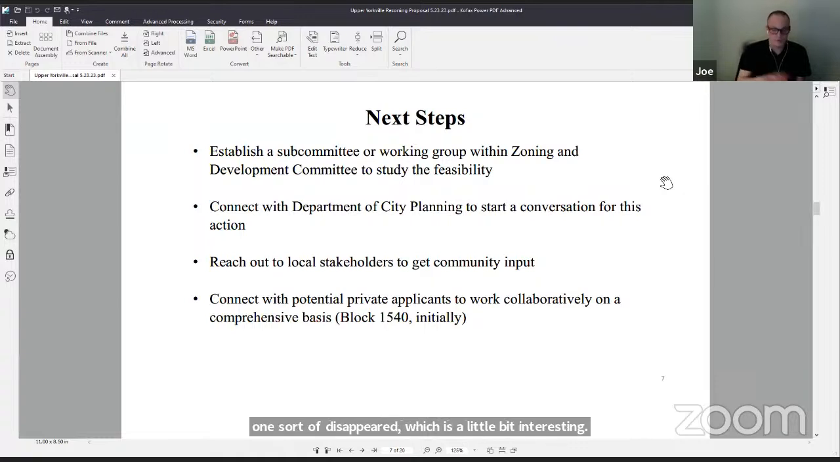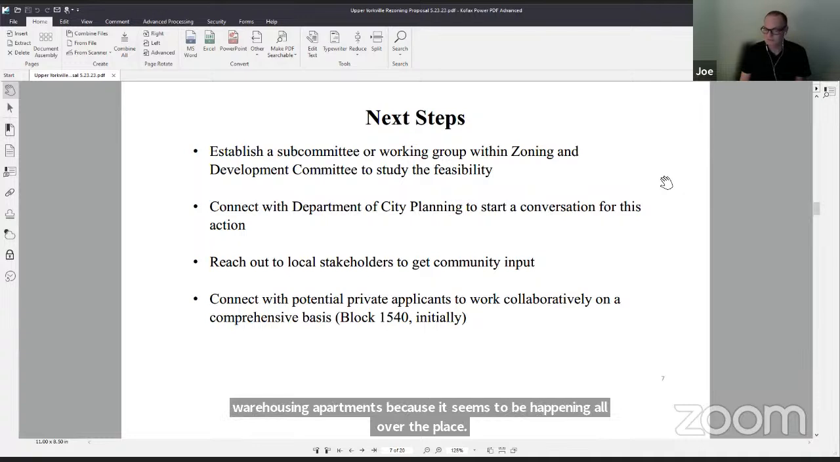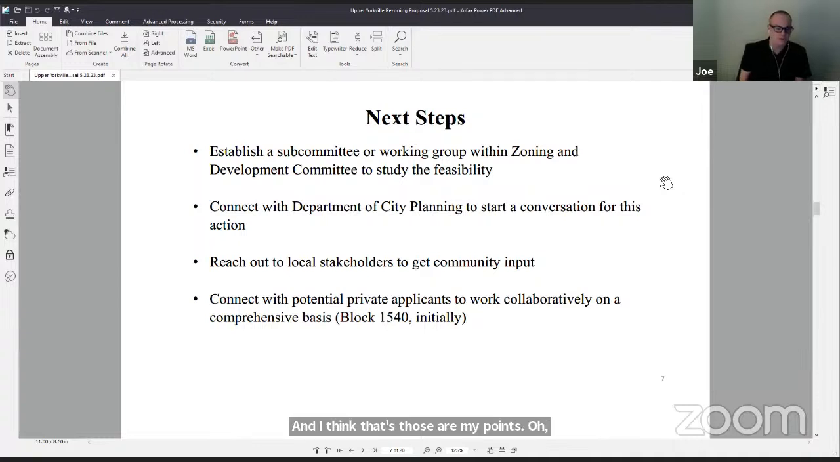Also, I'm all for public housing, just to move the height down. And also, is there any opportunity to attack warehousing of apartments, because it seems to be happening all over the place? And I think those are my points. Oh, also, with Friedland Properties, does that come up?